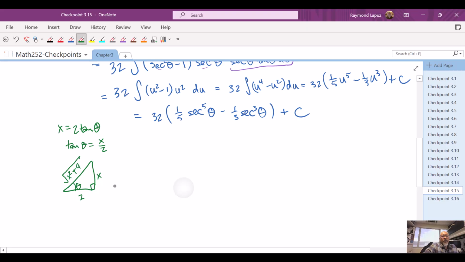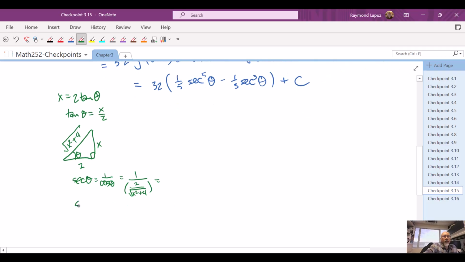So now that we have that, we can find secant theta. Secant theta is equal to 1 over cosine theta, and cosine is adjacent over hypotenuse, so that's 2 over the hypotenuse, the square root of x squared plus 4, and then we'll just take the reciprocal back. Let me write it down lower here. Secant theta is equal to the square root of x squared plus 4 divided by 2. And that's all we have here.